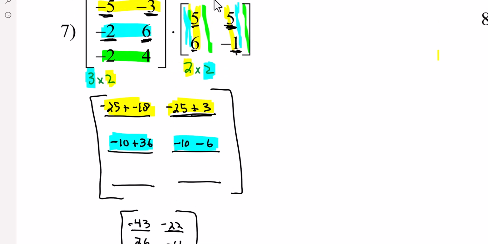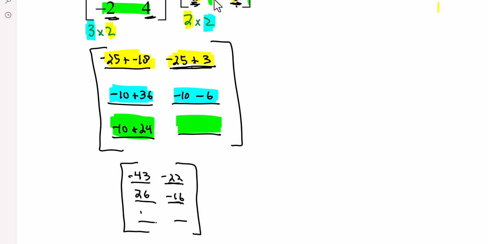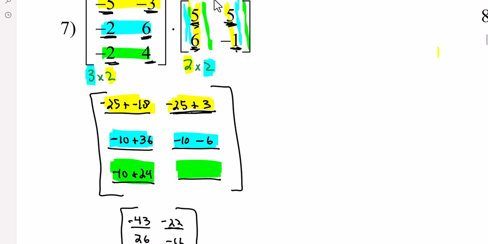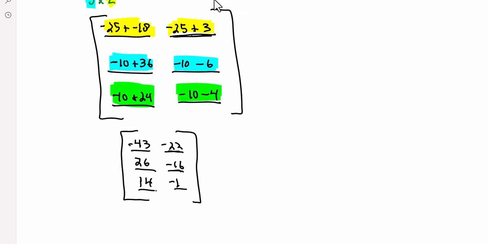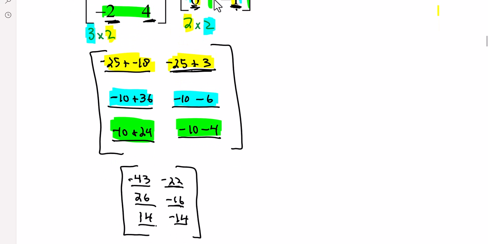Okay, now we're ready for the lower row. Negative 2 times 5 is negative 10. 4 times 6 is positive 24. Add those two together, you get positive 14. Then negative 2 times 5, negative 10. 4 times negative 1, negative 4. Add those two together, you get negative 14. And this is the final product.